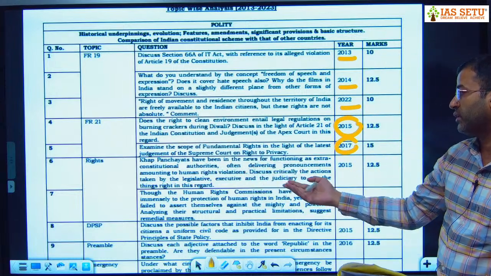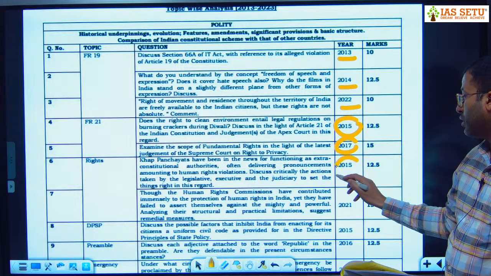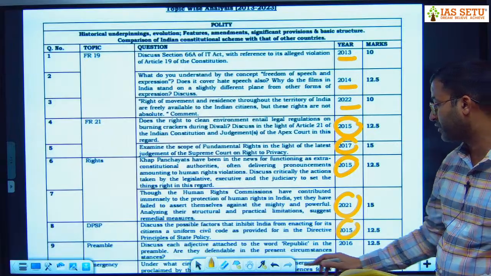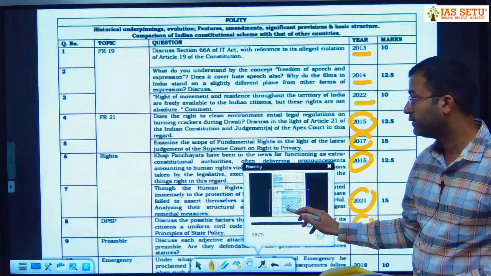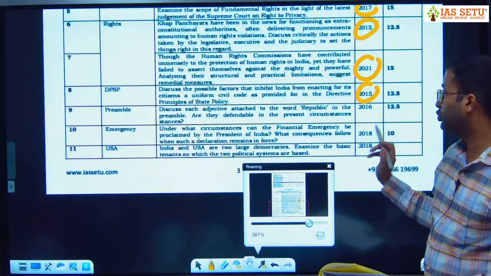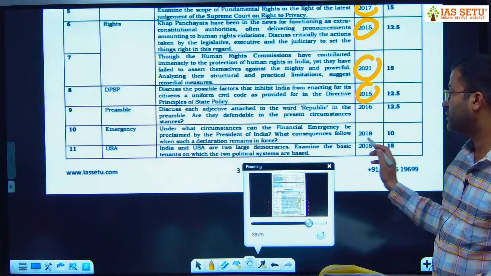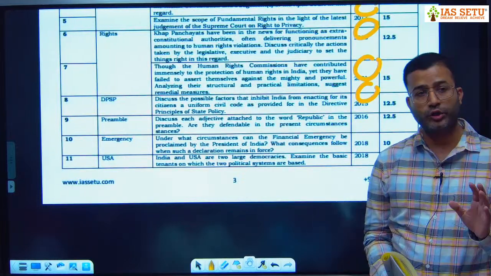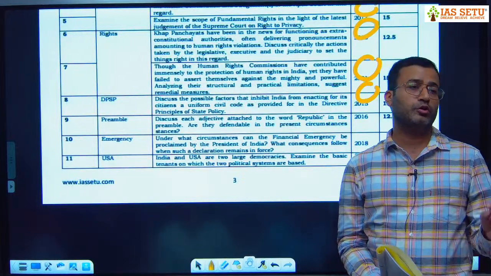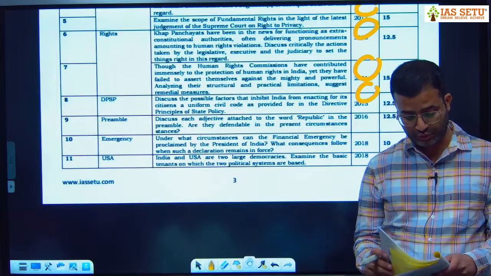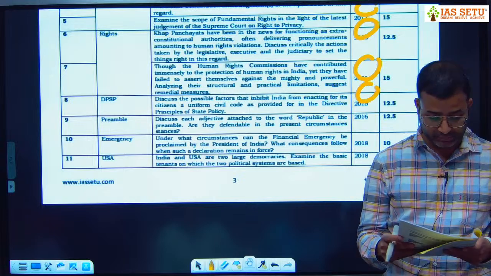Then fundamental rights, your rights. So 2015, 2021 they asked questions. DPSP, 2015 they have asked a question in mains. Okay. Then preamble, 2016 they have asked a question. On emergency, 2018 they have asked a question. So you can have an idea about the topic when you are covering your topic for polity and governance. You can have this booklet with you. ऑनलाइन के लिए we have uploaded this PDF.